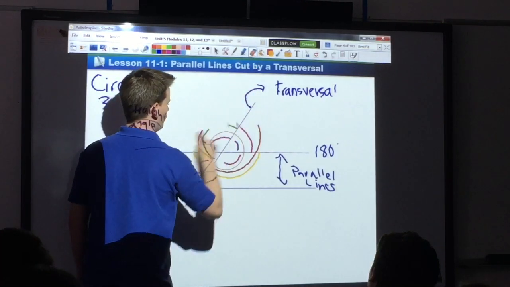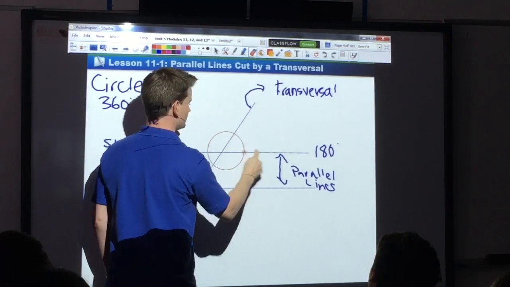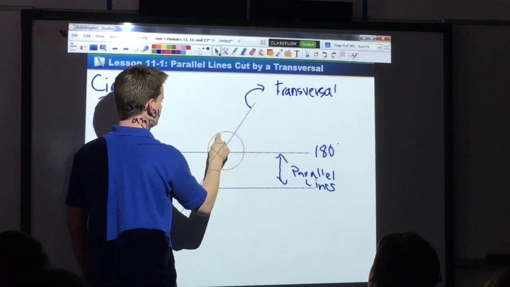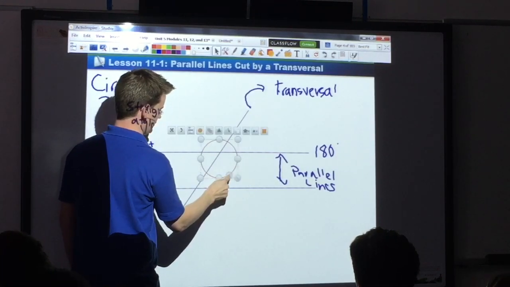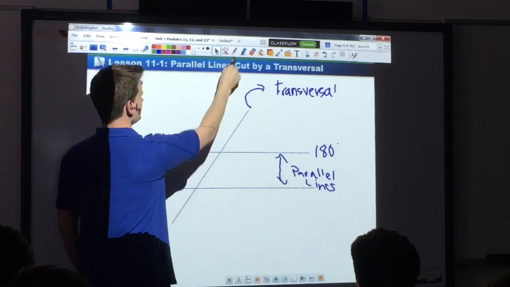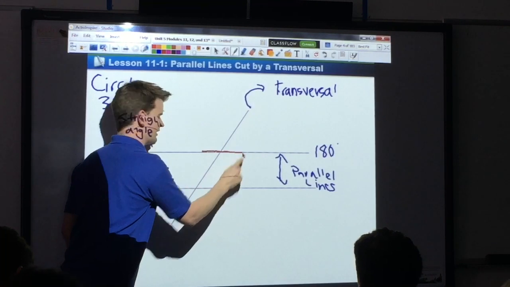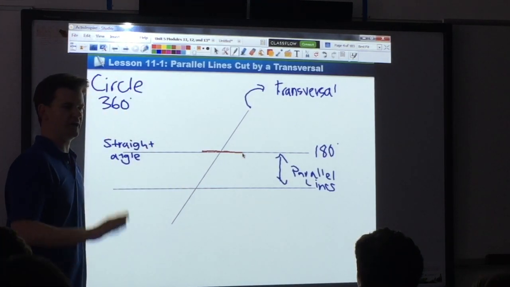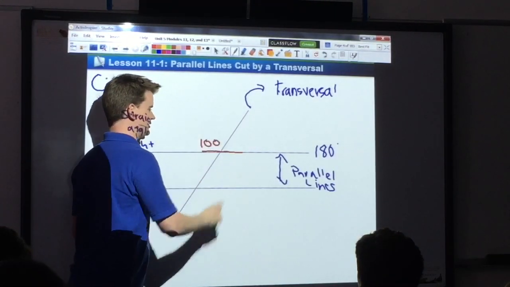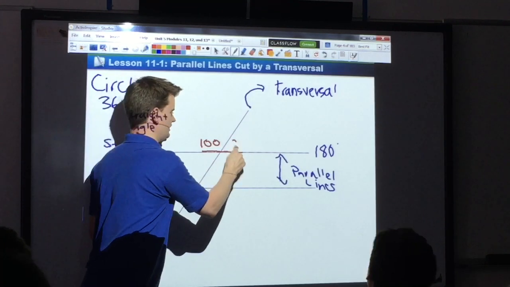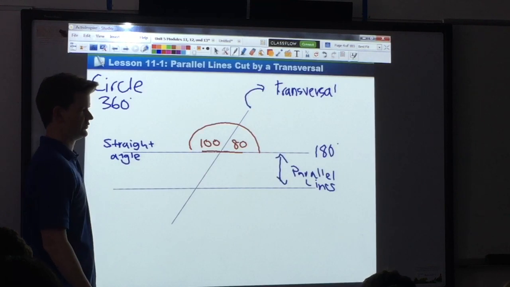This is honestly one of the easiest concepts to master because you notice we kept coming back to some of the same numbers. 360, 180. And even if you forget about the circle, you realize that if you were to put these together, what type of angle is that red line? It's a straight angle, and a straight angle has to equal 180. So if I were to tell you that this was 100 degrees, what's the only thing that this can be? 80 degrees, because together they're a straight angle, they're also half a circle, which is 180 degrees.